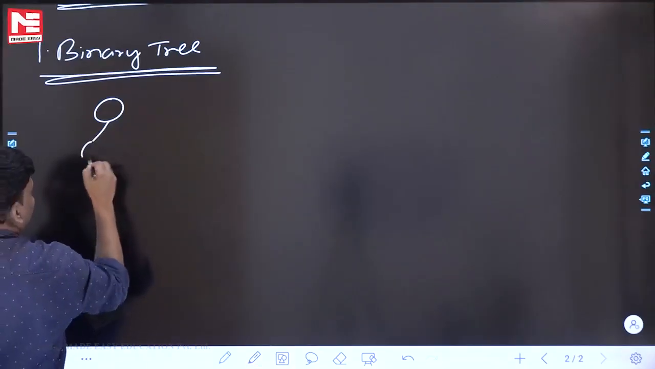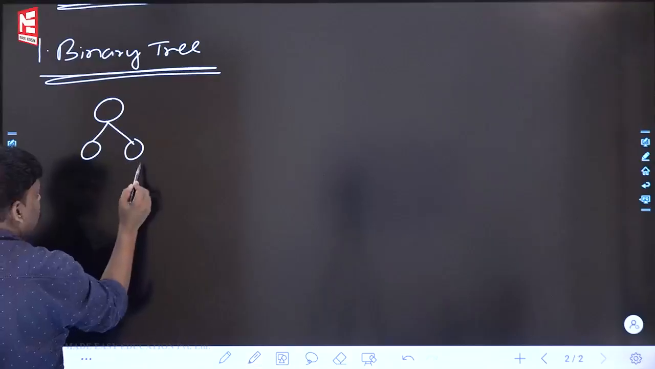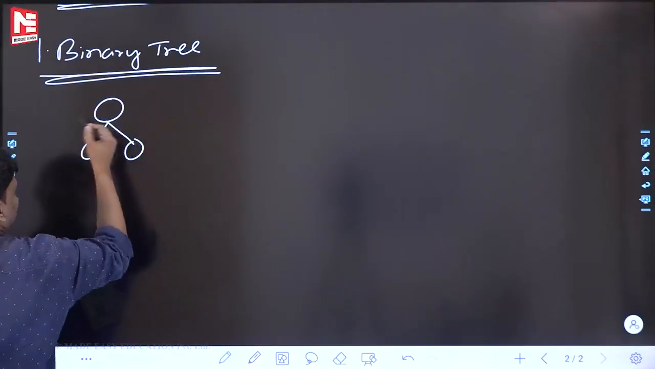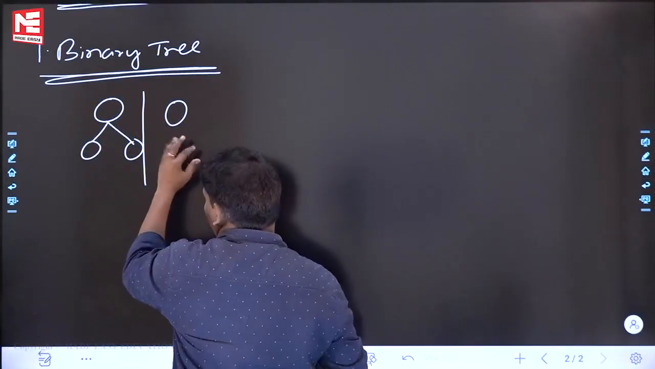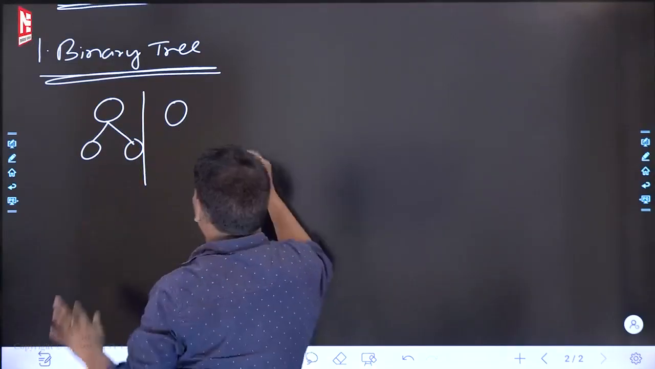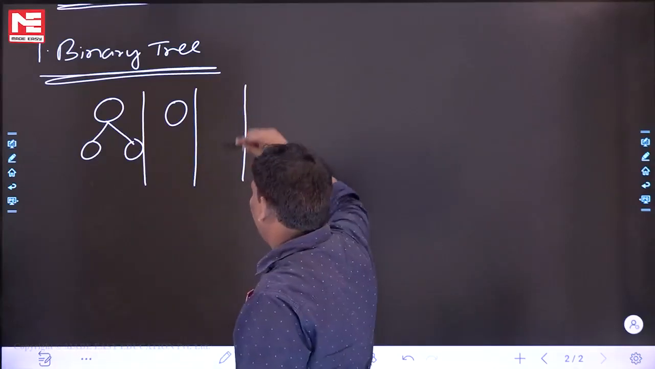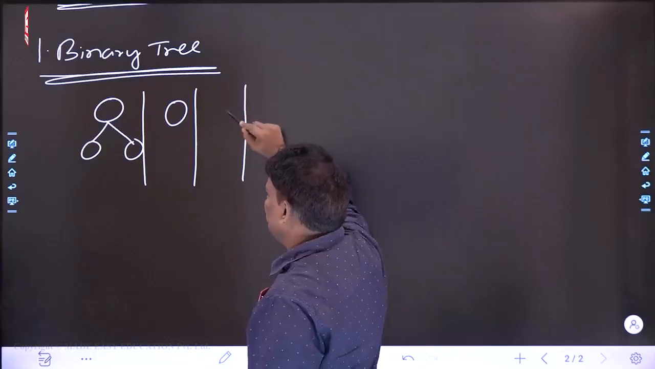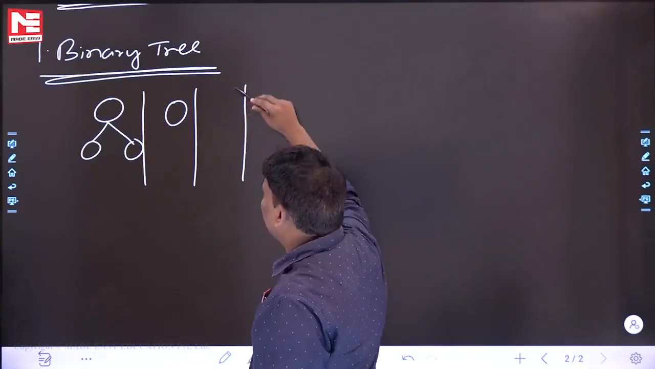See this one. He is having 2 children, and he is having 0, but still it is a binary tree because every node contains a maximum of 2 children. Next one is also a binary tree. You don't have a child at all, but a maximum of 2 children means 0 is no problem. Next one is also a binary tree. Please be careful: the empty binary tree is a trivial binary tree. It is a tree, it is a binary tree, it is an empty binary tree.